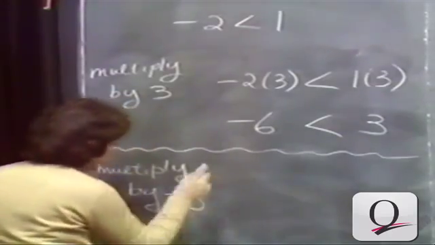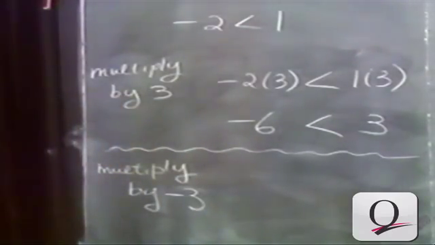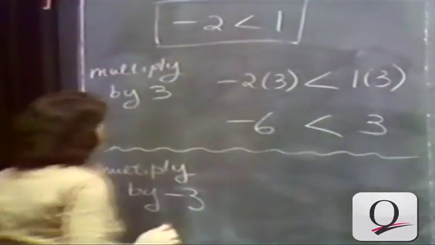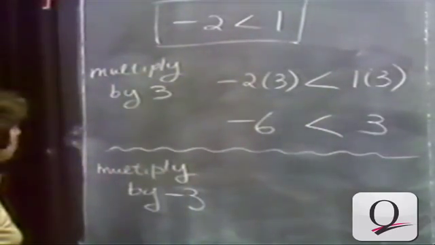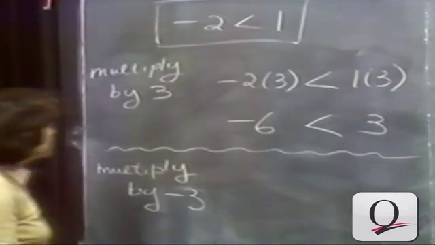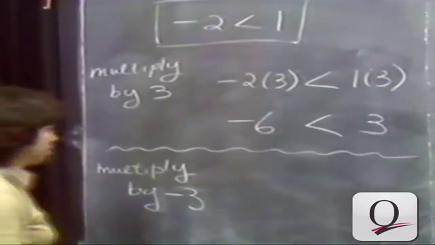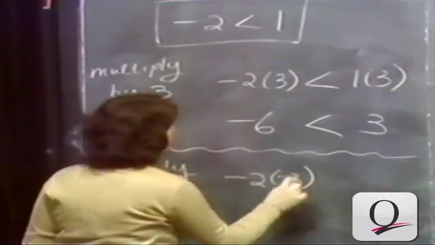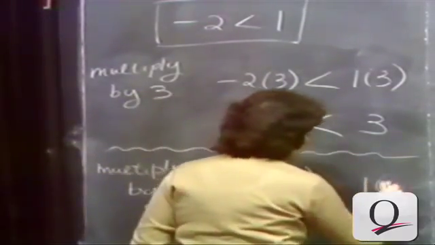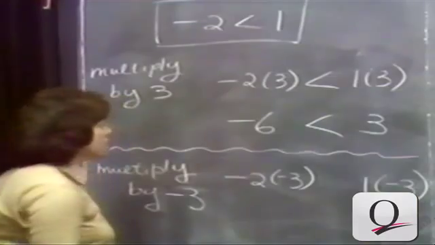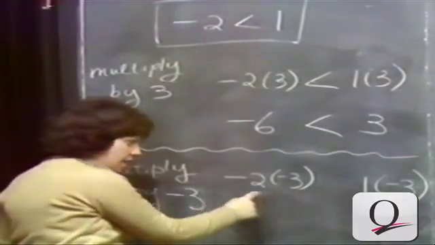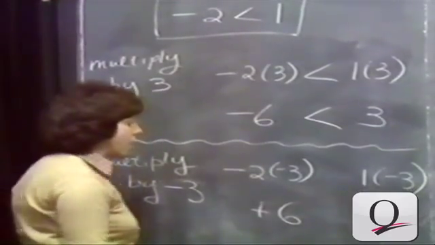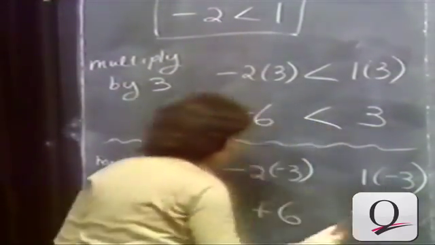I don't want you to think that I picked the number minus 1 because it was something special. I'm going to start with the same basic inequality. Minus 2 is less than 1. And I'm going to multiply both sides now by minus 3. Okay, minus 2 times minus 3, 1 times minus 3. Okay, on the left now I have plus 6, and on the right I have minus 3.